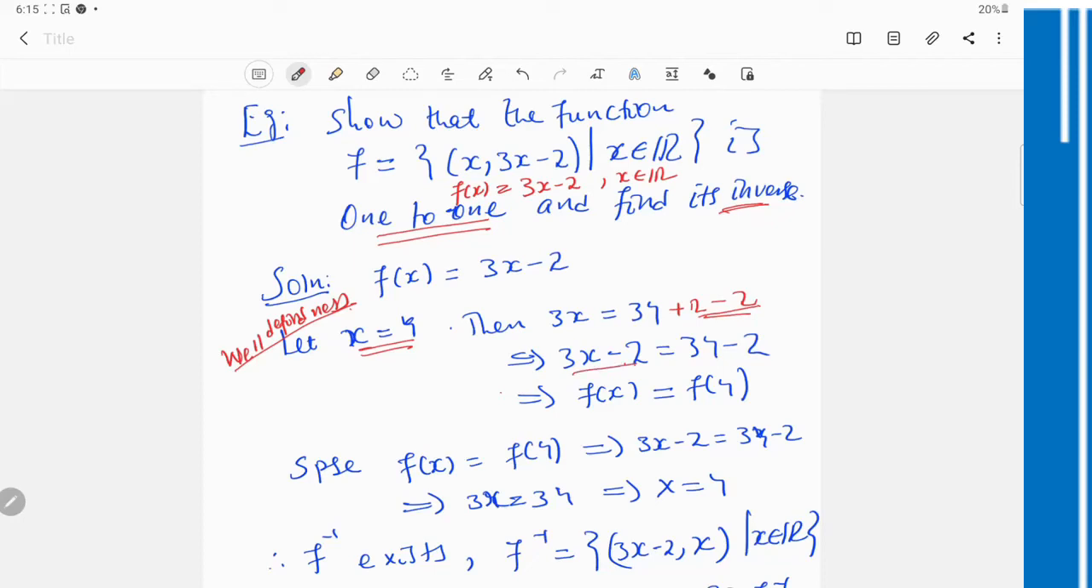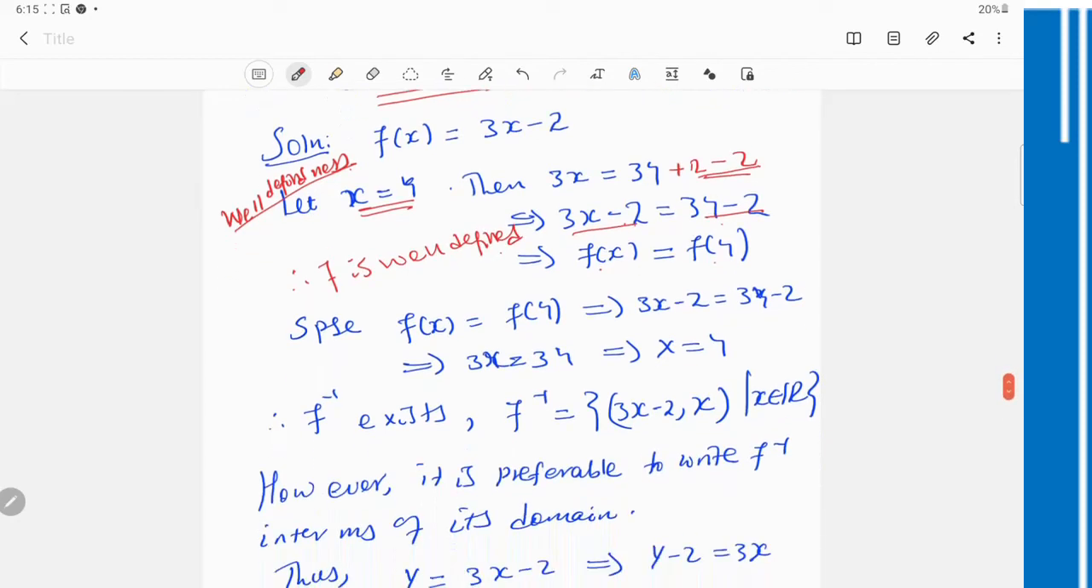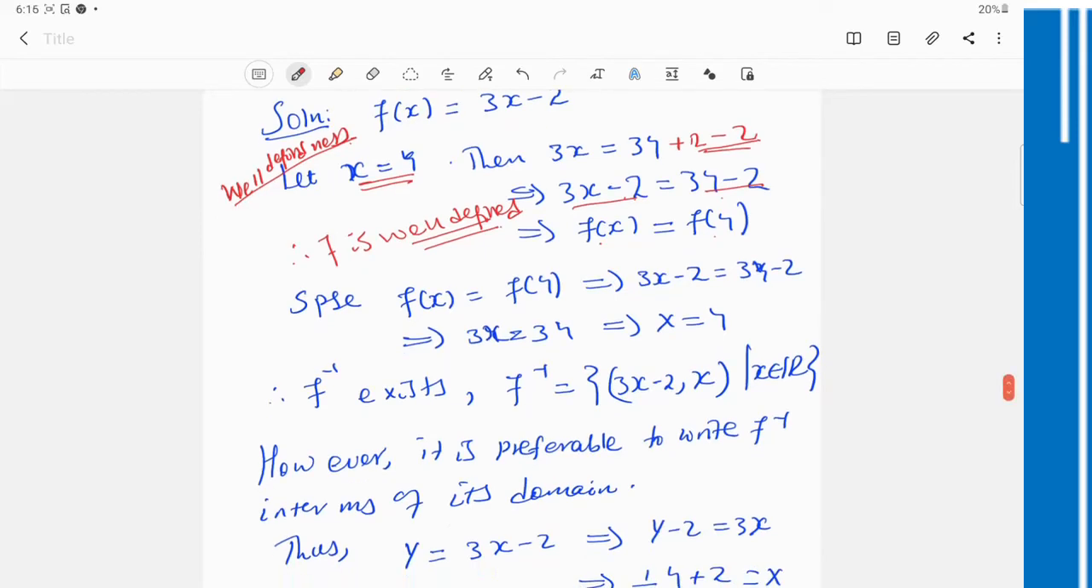So this is the definition of f of x, and this is the definition of f of y. Therefore we say f is well defined. So always remember, before doing anything, especially in this course, you need to check well-definedness. The next step is to show one-to-oneness.